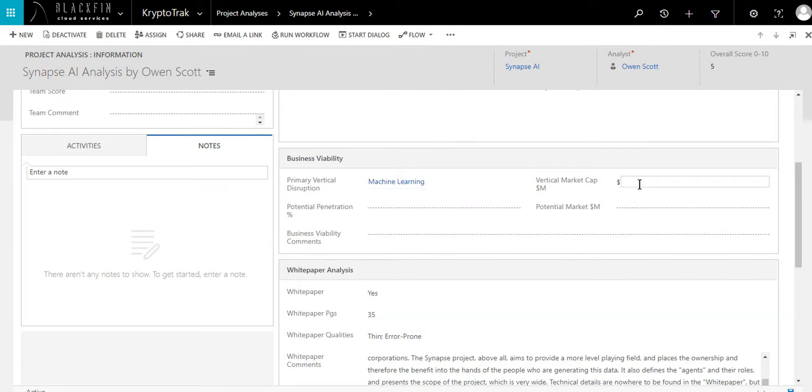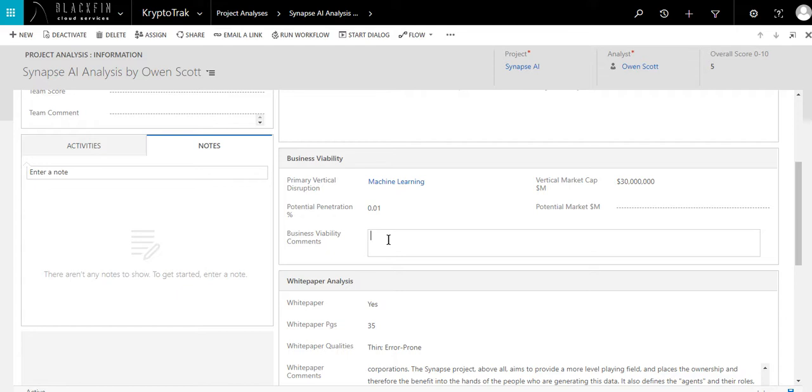Vertical market cap. Yeah, so you put this in, you go like 300 million or whatever you want to put in there. Sorry, trying to do two things at once here. 30 million, whatever it is. And then you want to put the potential penetration in there. So if it's 0.01, that's the penetration of that market. And then, of course, that would give you the potential market for this company, maybe. That's kind of the idea of what it's supposed to be.